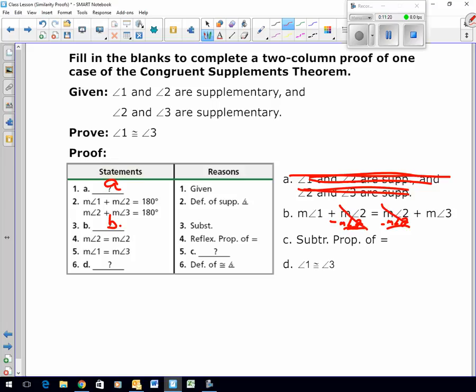Okay? Got me? I subtracted the measure of angle 2 from both sides of this equation. So this was C. What does that leave me with? That leaves me with the following. Angle 1 is equal to angle 3, which means that they have to be what? Congruent. Okay? Congruent.